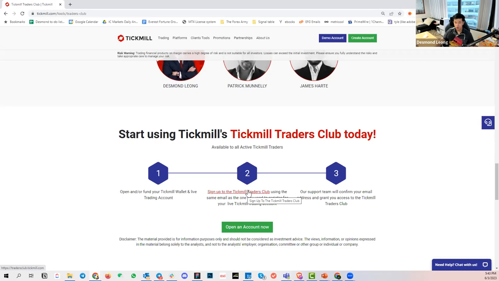Of course, to get access to the Tickmill Traders Club, you first need a Tickmill account. Once you have a Tickmill account, you go to the Tickmill Traders Club. I'm going to send you the link over here. Head over to Tickmill Traders Club. You sign up an account and you don't need to do anything else, right? The Tickmill support team will actually go in and see whether you have a live and active account with Tickmill, they will grant you access.